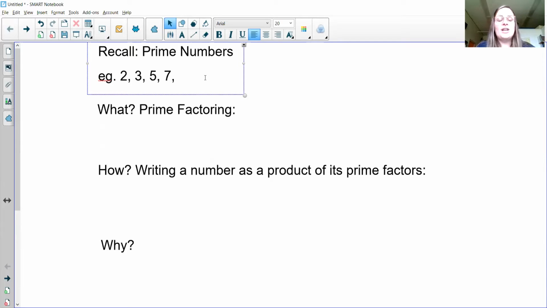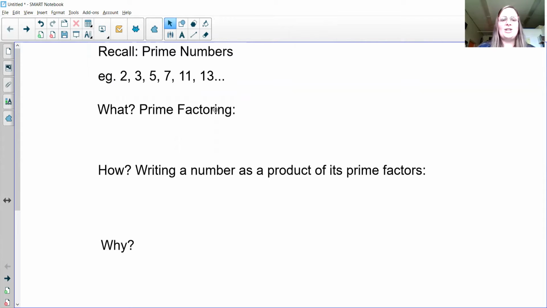5, 7. 9 is not a prime number because 3 also goes into 9, because 3 times 3 is 9. And the next number is 11 and 13 and so on and so forth. Notice that with the exception of 2, all prime numbers are odd. So all prime numbers are odd except for 2. So there is one even prime number.